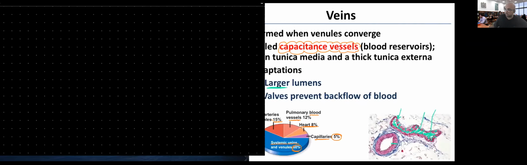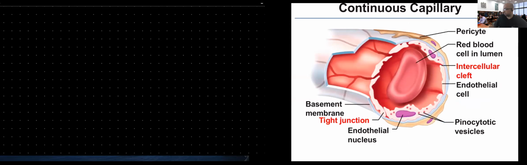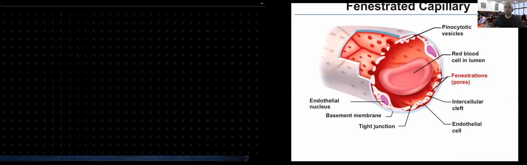If you remember, if I want to have a minimal permeability, I keep continuous capillaries, skin, brain, and muscles. What if I need greater permeability than the continuous capillaries? You're going to have fenestrated capillaries like intestines, like in your kidney, like in the endocrine glands, so greater permeability.